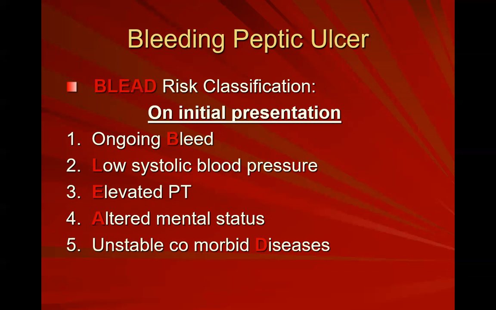So these are the risk classification for the peptic ulcer disease when we are considering the bleeding. So the acronym is BLEED, and the ongoing bleeding, this is the first one. The low systolic blood pressure, because this will determine the shock. Elevated PT, as we said about coagulopathies. Altered mental status, which would decide also the shock, if the patient was unconscious or not. And if there is any unstable comorbidities.